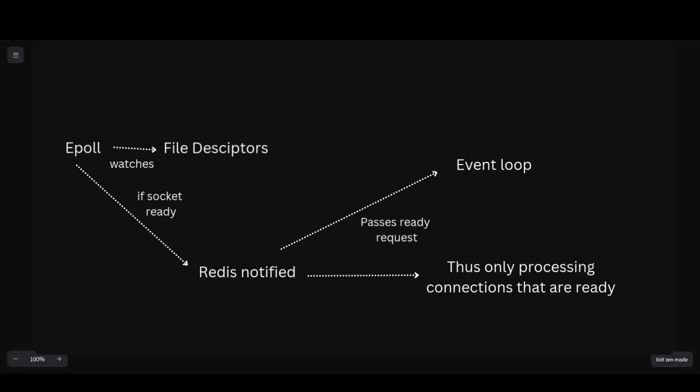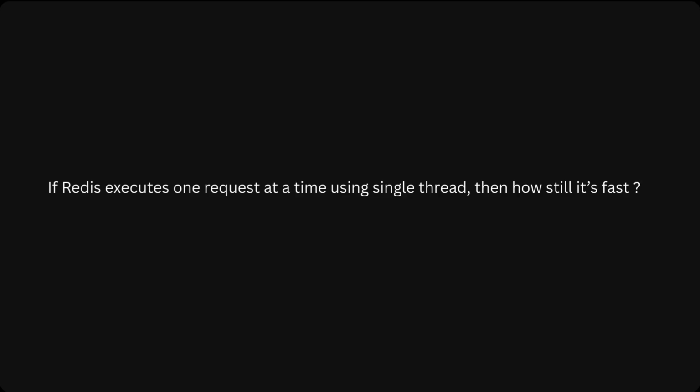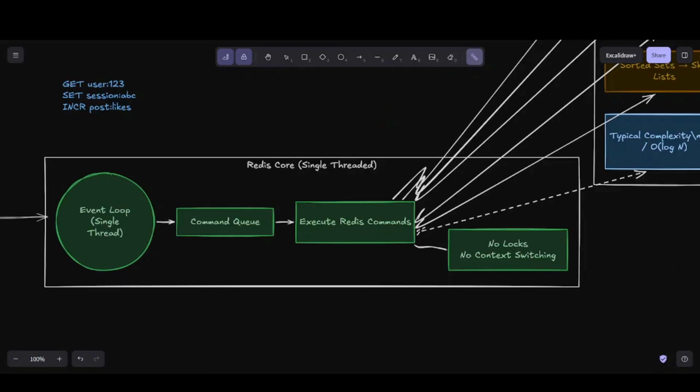But that leads to another interesting question. If Redis processes requests one at a time using a single thread, how does it still remain so incredibly fast? In the previous section, we saw how Redis uses epoll to monitor thousands of client connections efficiently. But that still leaves us with an important question. The answer lies in the Redis event loop.